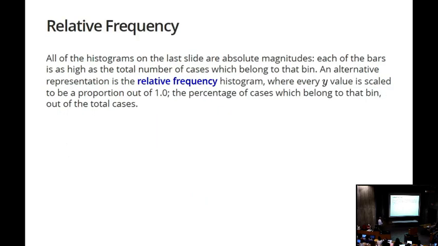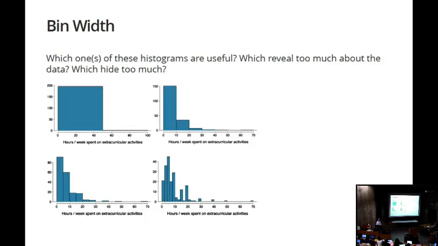So all of those histograms were absolute magnitudes. Just look again. See the y-axis? It's number of people up to 150.